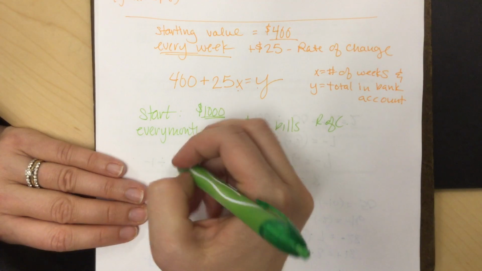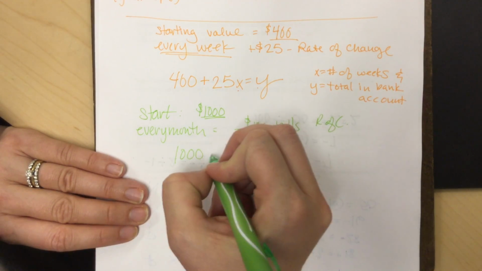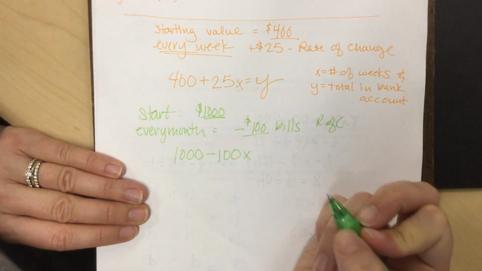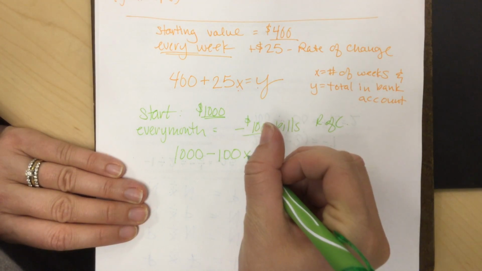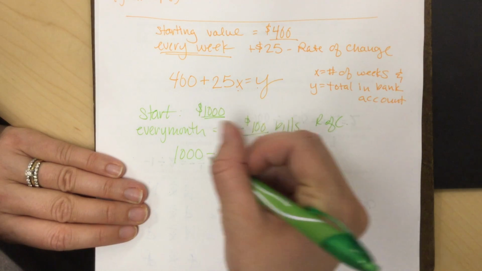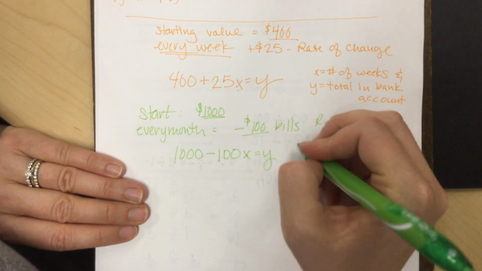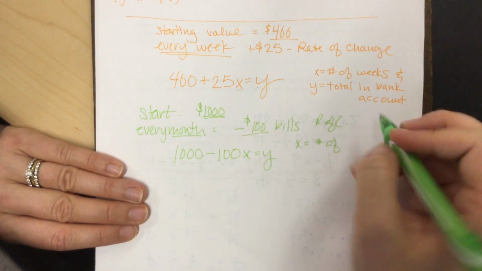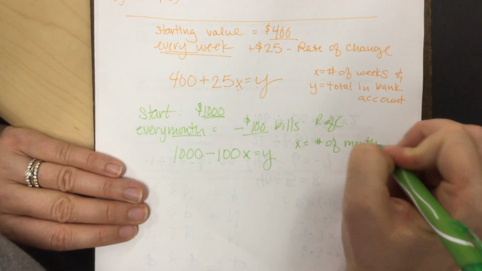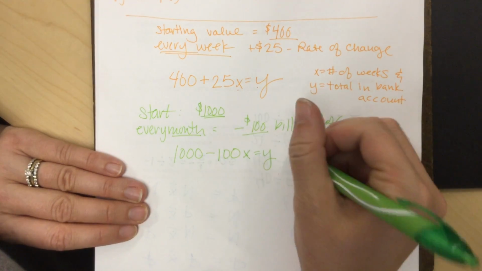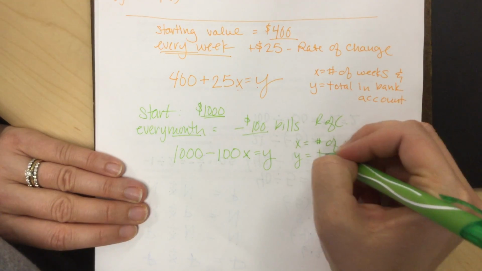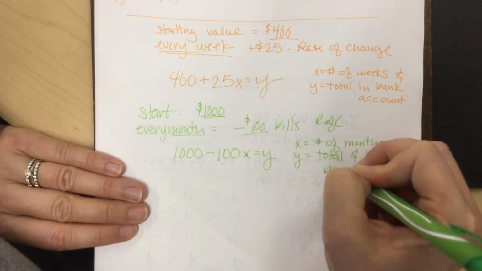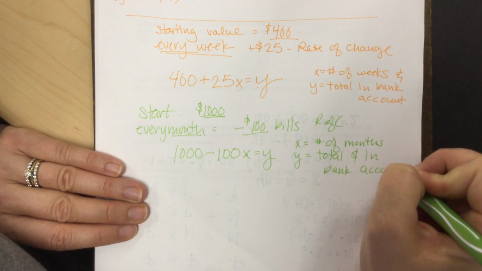Okay, so when I start, I had $1,000, and then I have to take away $100 every time. So depending on how many months pass, that will determine how much money is in my bank account. And in this case, x is equal to the number of months this time, because I spend $100 on bills every month, and the y is equal to the total money in my accounts.